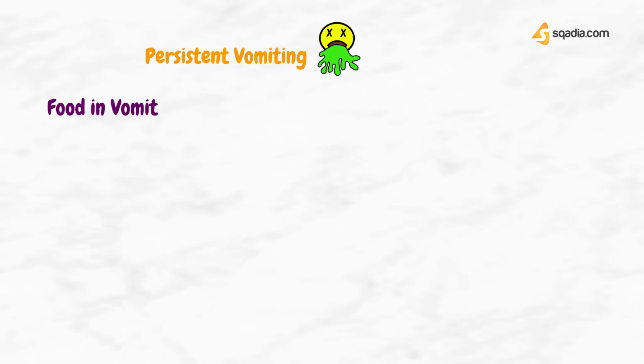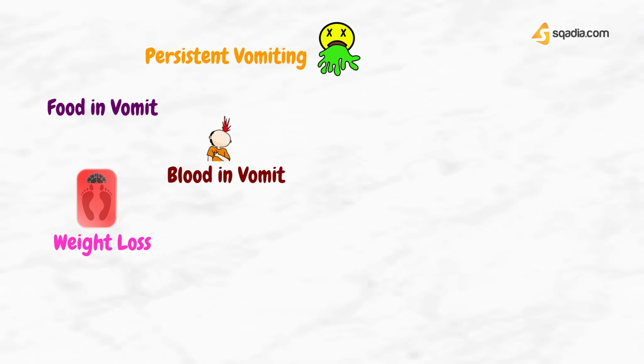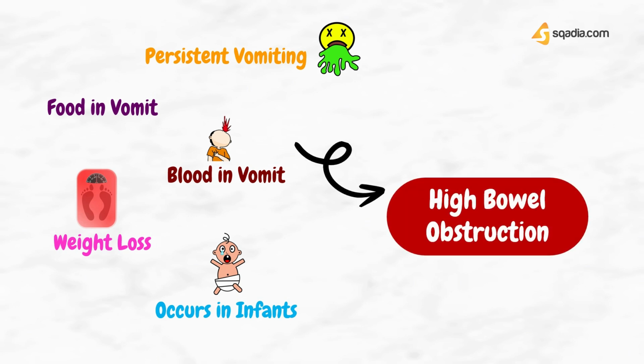So, if the patient has persistent vomiting, a large amount of food in vomit, and they also may vomit blood, they also are suffering from weight loss, and it usually occurs in the first 3 months of life, which means a baby infant is having all these symptoms, then there's a high chance that they have high bowel obstruction, which is blockage in the upper bowel.